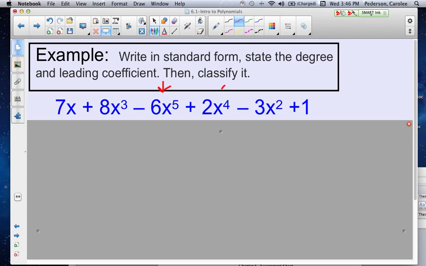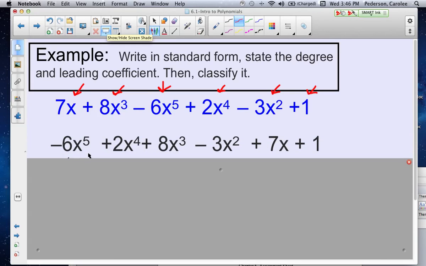So the next highest term would be the 2x to the fourth, and then 8x cubed, and then 3x squared, and then 7x, and then 1. Be very careful. You might want to cross out and write each place so you don't miss any. So now it's in descending order.